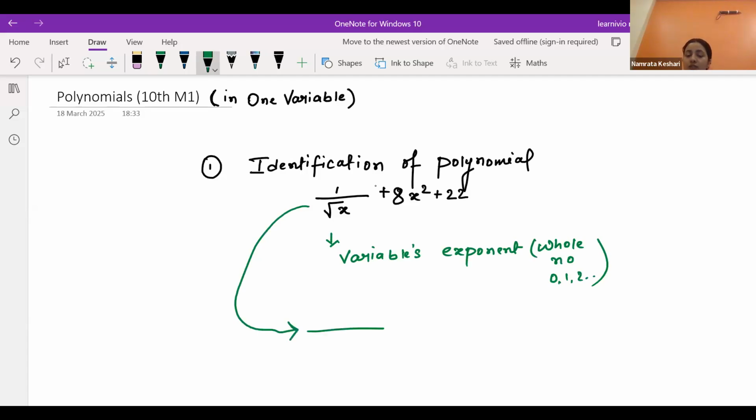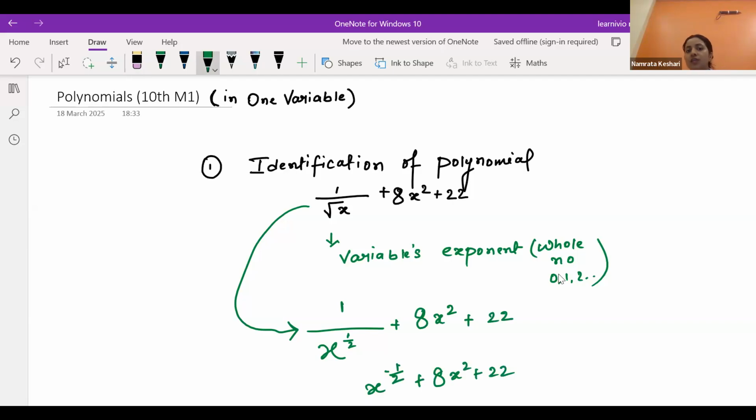Now here we can clearly see that this x can be written as root x, which can be written as x to the power 1 by 2. The law of exponents says we can write it this way, right? 1 by 2 is not a whole number. And when we take it in the numerator, it will be minus 1 by 2, and again it's not a whole number. That's why this is not a polynomial. This one you have already learned in the previous class.